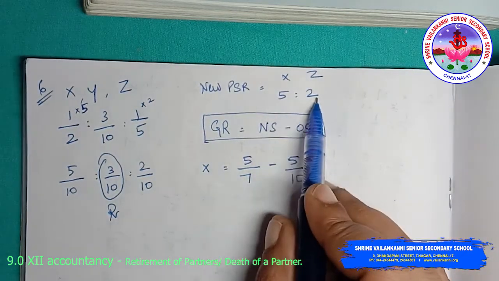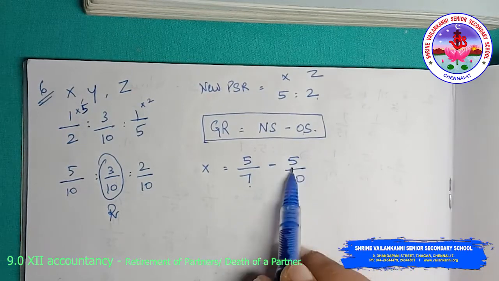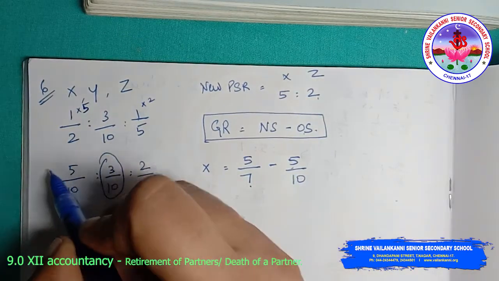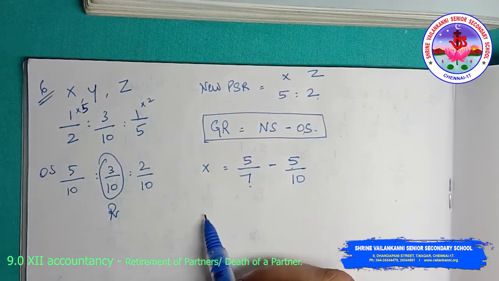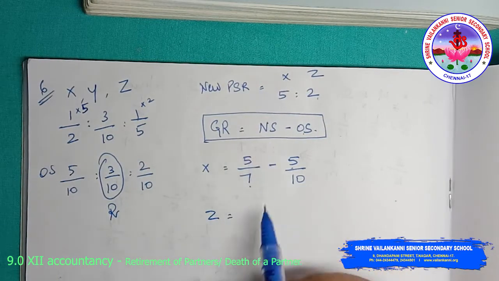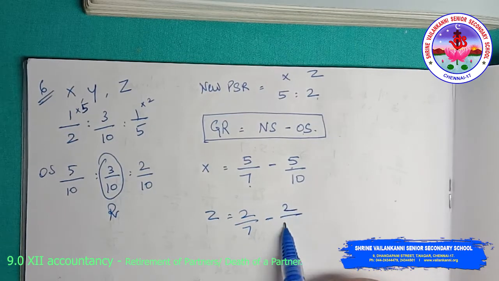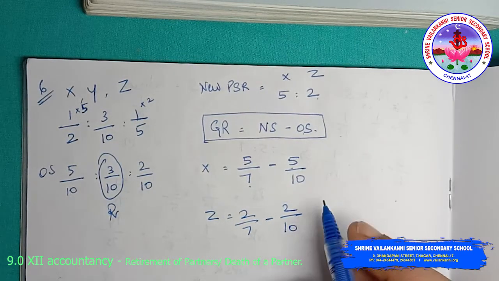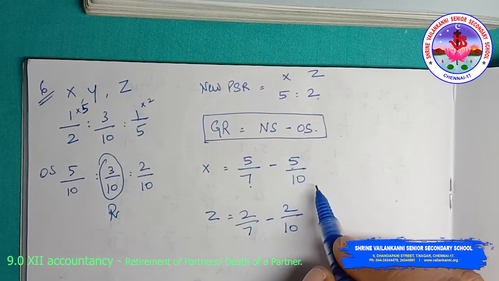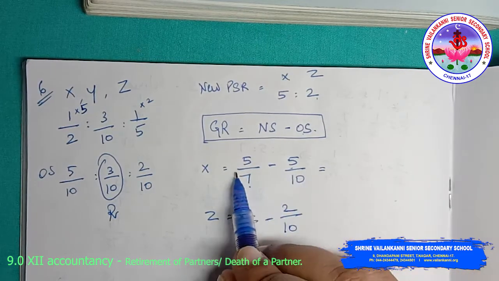New share of X is 5 by 7, old share is 5 by 10. Okay, this is the old share. Then for Z it is new share 2 by 7 minus old share 2 by 10. So this particular ratio we have to derive.